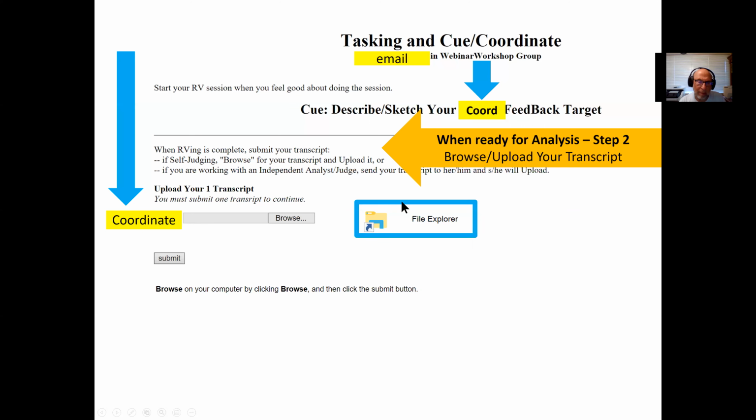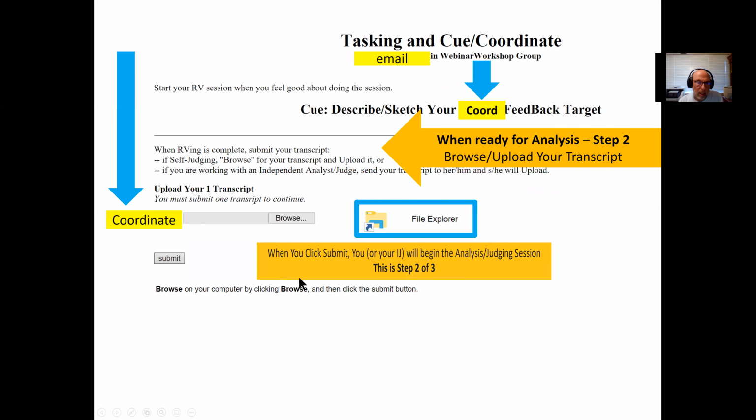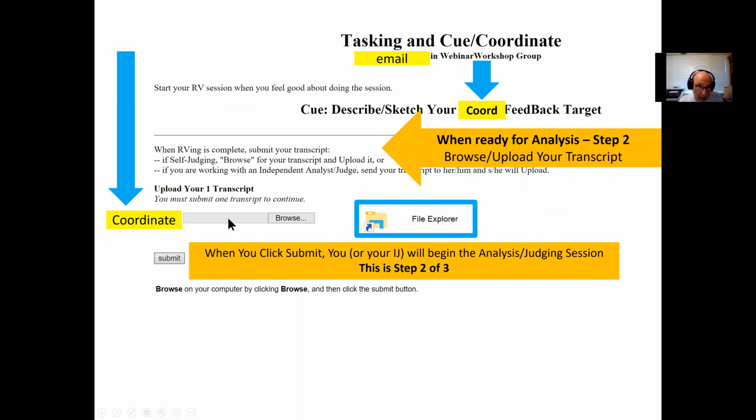I don't know how the Apple stuff works, but in the PC world, there is a file system, and Apple has the same thing. It might use a different name. You need to get your transcript onto your computer, and then when you click browse, you find it. And this can be a JPEG, a PDF file, a doc file, I think an RTF file, pretty broad range of files. And you browse, and its name will come up here.